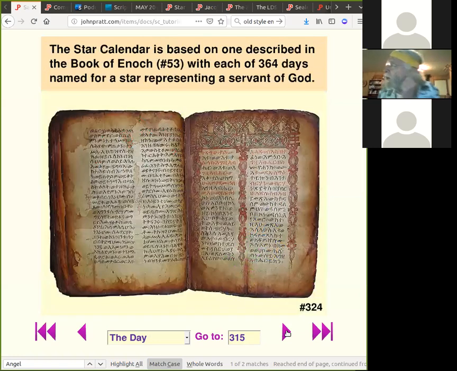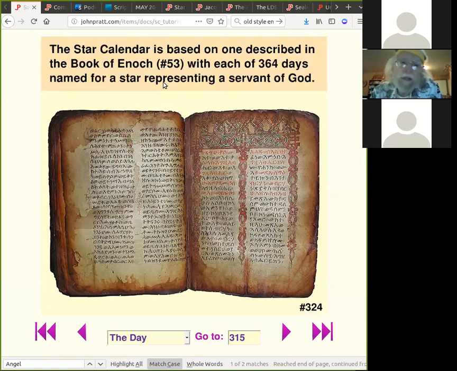Okay, the origin of this calendar is based on one described in the Book of Enoch. And we've talked about that before with the Enoch calendar, with each of 364 days named for a star representing a servant of God. Now, in the actual Enoch calendar, I believe it's 7 and possibly 8 chapters that describe the Enoch calendar. There's only 2 or 3 verses that talk about a star calendar. It just says, oh, there's a star calendar.